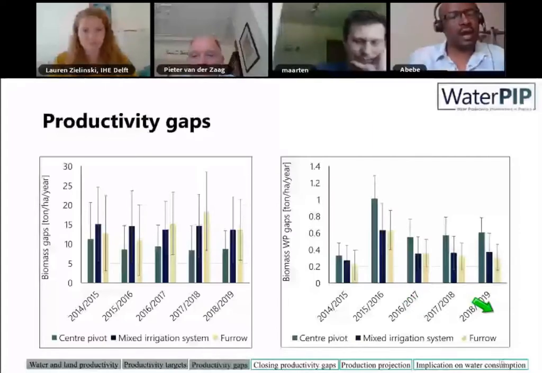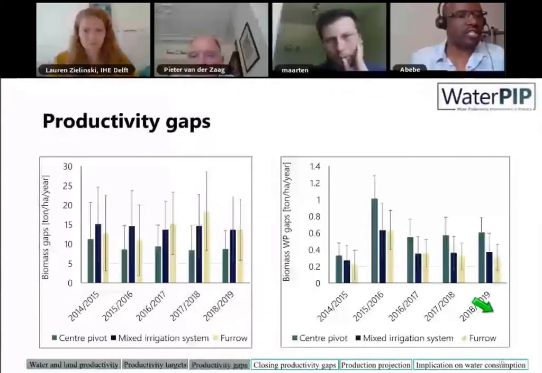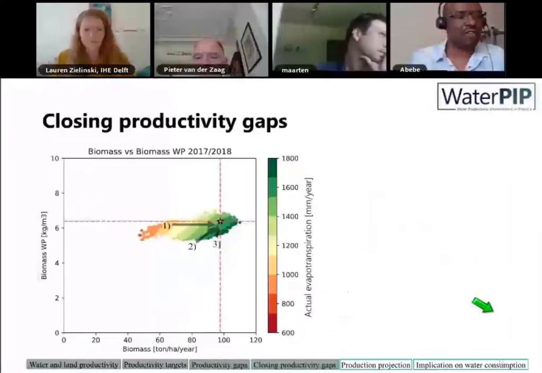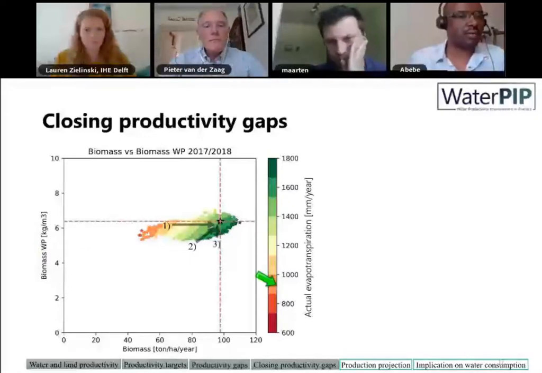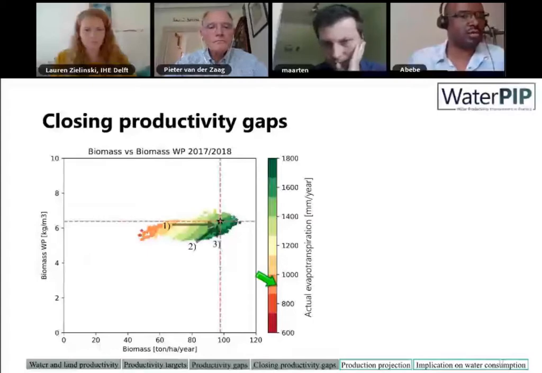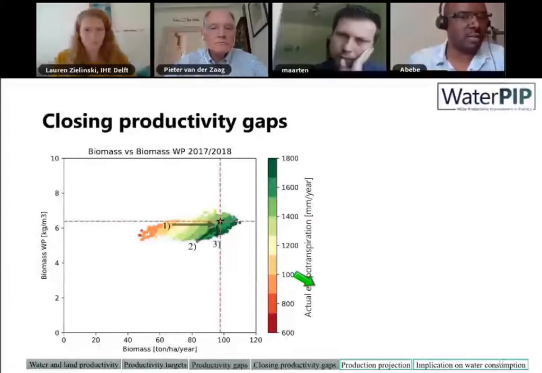So then, having those gaps, we start to talk about closing the gaps. If we close those average gaps, what does it imply? So we have this graph where X is again the biomass and the Y axis is the biomass water productivity. And it now has an additional variable, which is the water consumption. Imagine this is water consumption per year, not 12 months or 15 or 18 months. So we have the actual evapotranspiration in millimeter per year.